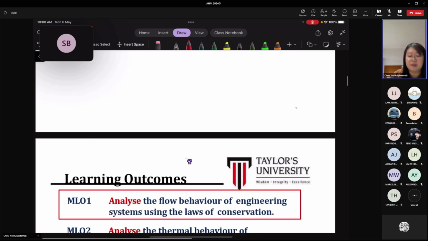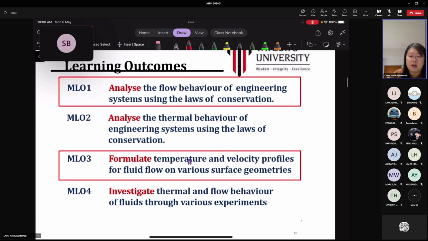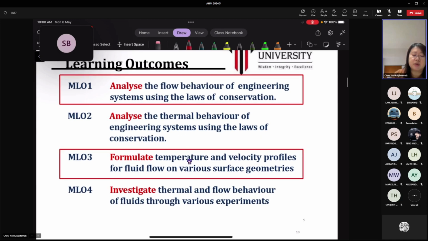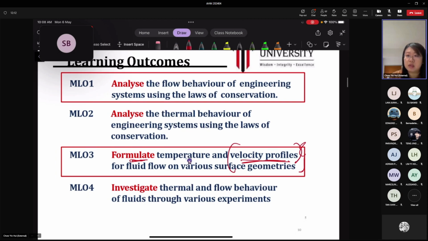The topic we are going to discuss today maps to two learning outcomes. The most important one is that you need to master how to formulate the velocity profile using the shell momentum balance method.